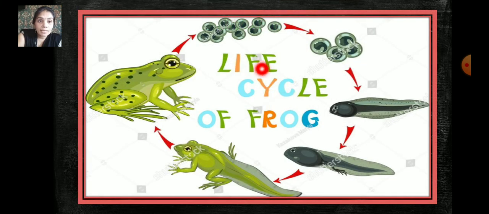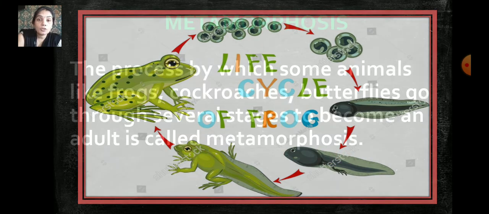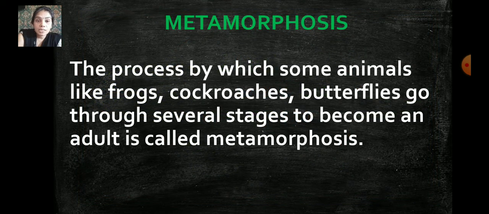When they are hatched from the eggs, the frog doesn't look like this. First it looks like a fish, that is a tadpole. Then slowly it grows. See, it doesn't have limbs at first. This tadpole doesn't have any limbs. Slowly the limbs grow, 1, 2, 3, 4, and then finally it becomes a frog. So there are several stages to become an adult. This is called metamorphosis.